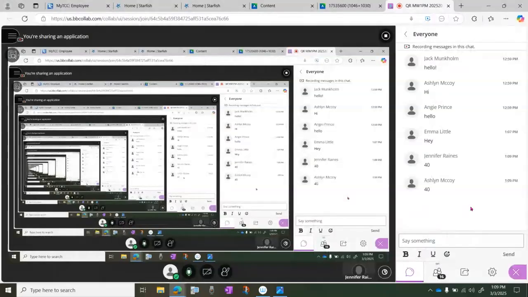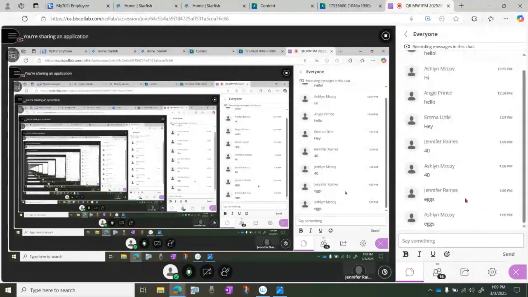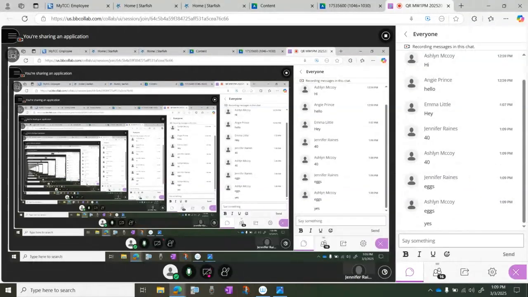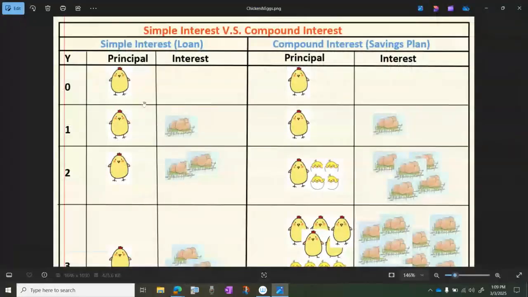40 what? What does the 40 mean? 40 eggs. Oh, okay, thank you. Do you still have a chicken? You still have your chicken, right? Your principal is still there. Okay, very good. Awesome. So this is a simple picture to demonstrate how simple interest works.